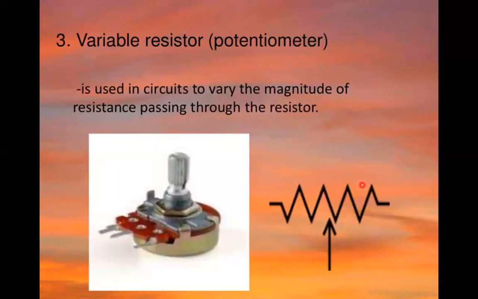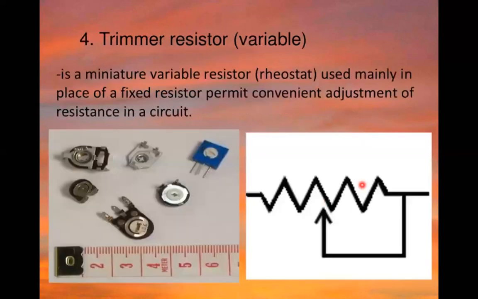Potentiometer, you have seen, is used in circuits to vary the magnitude of resistance passing through the resistors. Trim resistors or presets, we can say, is a miniature variable resistor, we can say rheostat, used mainly in place of a fixed resistor, permitting convenient adjustment of resistance in a circuit.